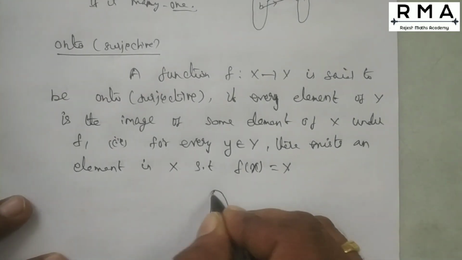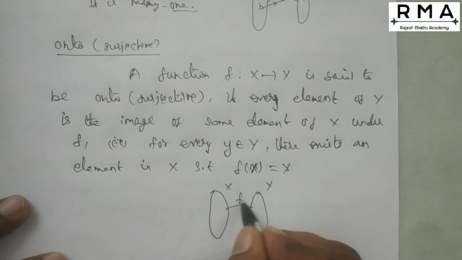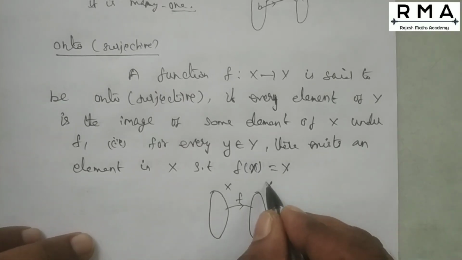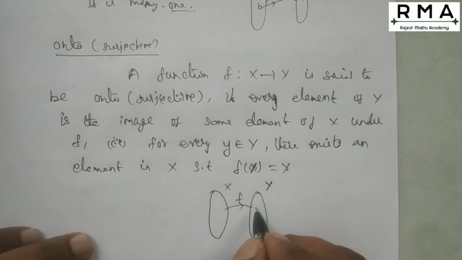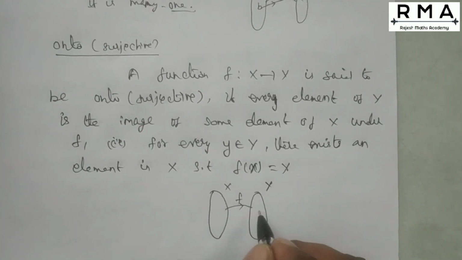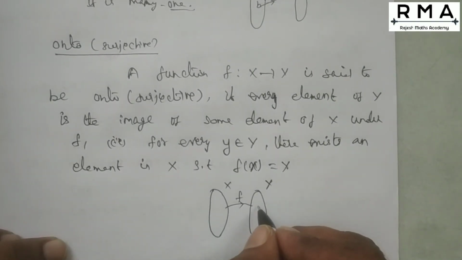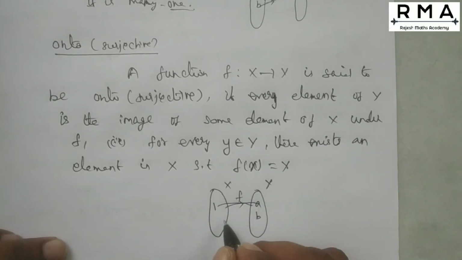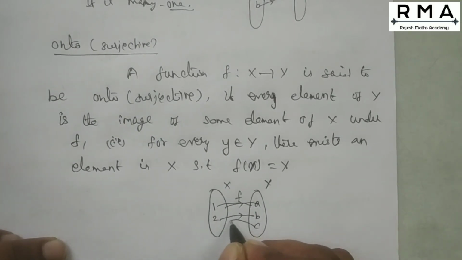This is a set x, this is a set y. I am going to say that this f, a function from x to y, is onto, which means every element of y, that is, in the second set, all the elements should be mapped with some element of x. That is, every element of y is the image of some element of x. If I am taking a, that should be the image of an element here. If I am taking b here, that should be the image of some element here. If I am taking c, that should be the image of some element here. Clear? Like that I can take.